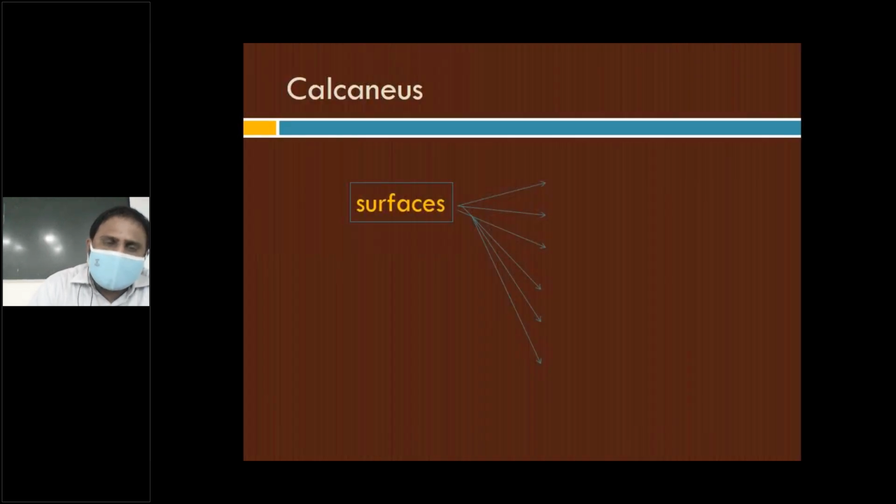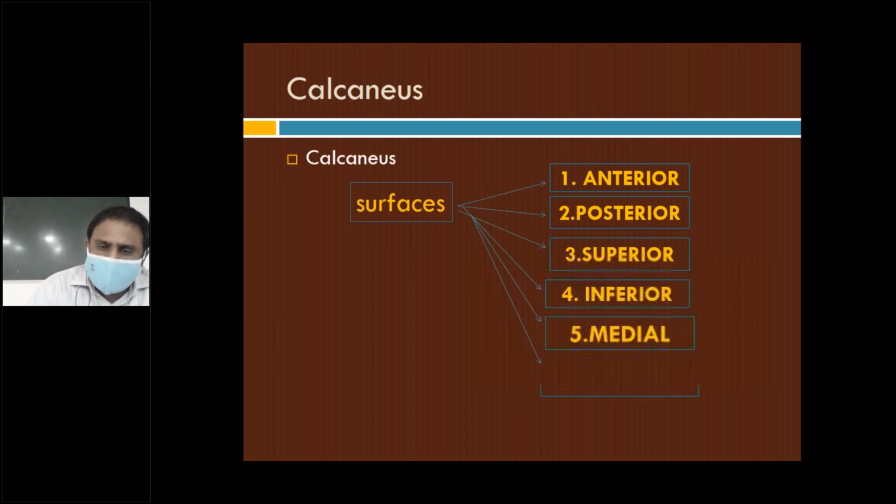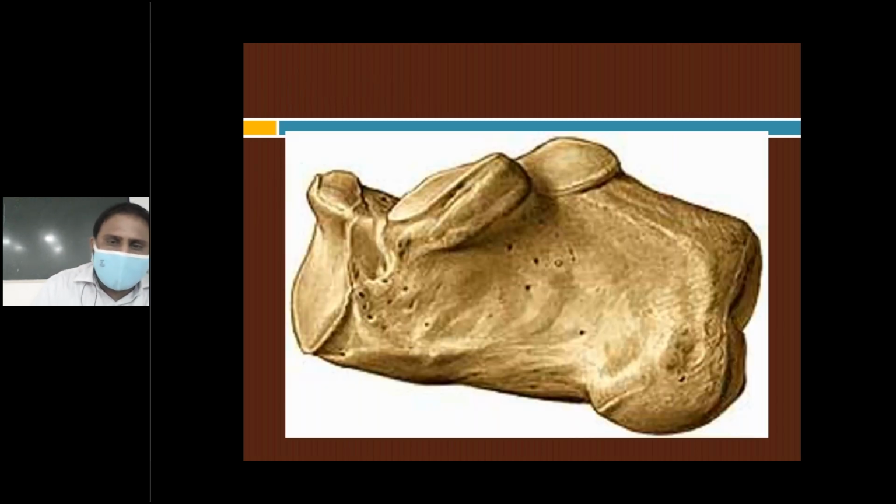Its surfaces: the anterior surface articulates with the cuboid. The posterior surface is a non-articulated part, and the superior surface articulates with the talus. Then inferior, medial, and lateral. There are six surfaces of the calcaneus, and one by one we can discuss: anterior surface, superior surface, inferior surface, posterior surface, lateral surface, and the other side is the medial surface.